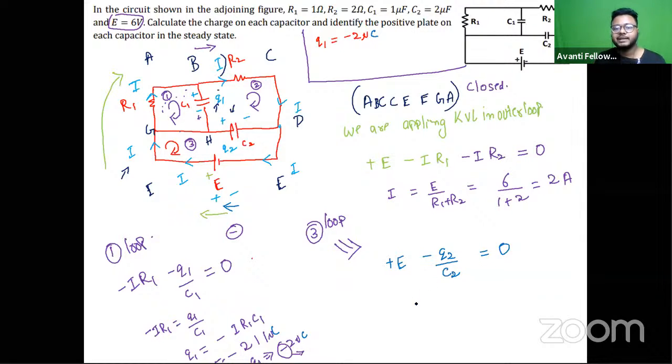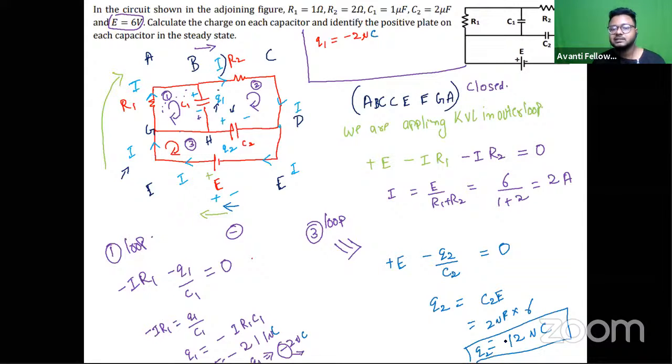So how much will you be getting? Very easy. You'll be getting Q2 equal to C2 into E, right? So C2 value is how much? 2 microfarad multiplied by E value, which is 6. So you'll be getting 12 microcoulomb, right? And you'll be getting plus that.